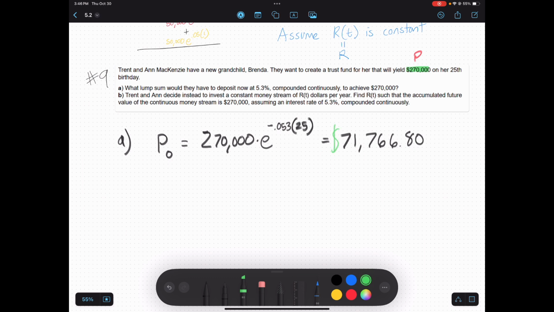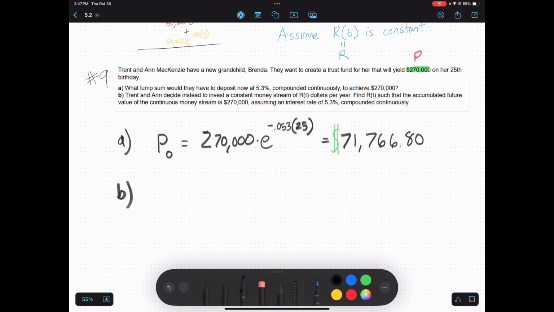This is, of course, money, because this is how much they would need to invest right now that the grandchild is born, so that they can have this amount in 25 years. But of course, what if they don't have that much on them? What if they're not that fluid and they don't have 71,000 that they can just invest right now? So in part B, we're going to look at that scenario.